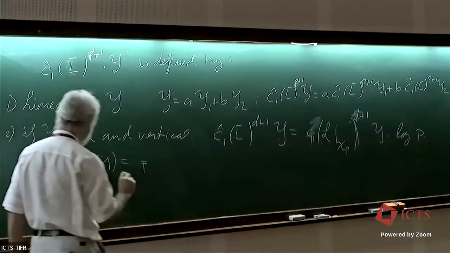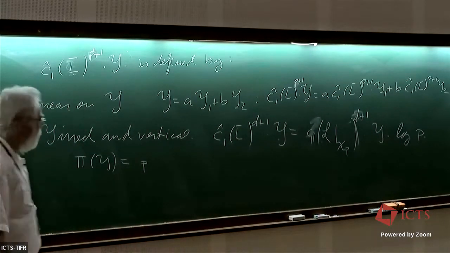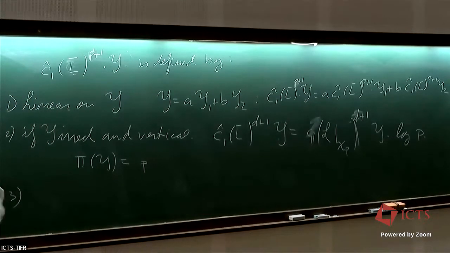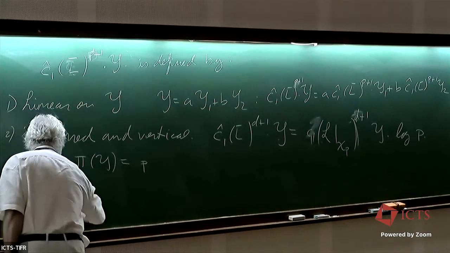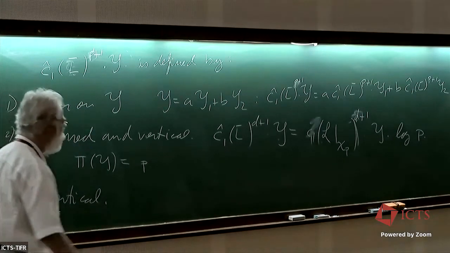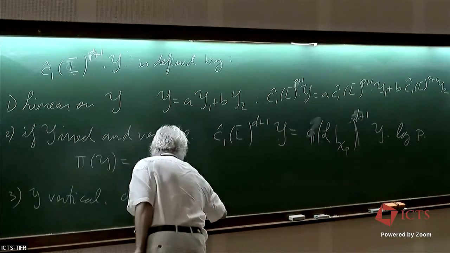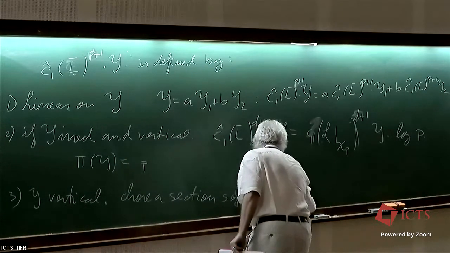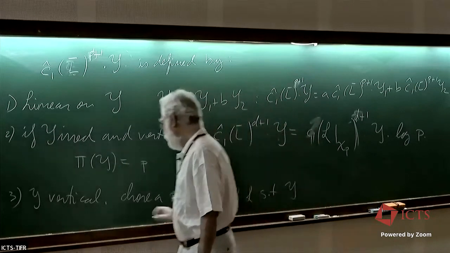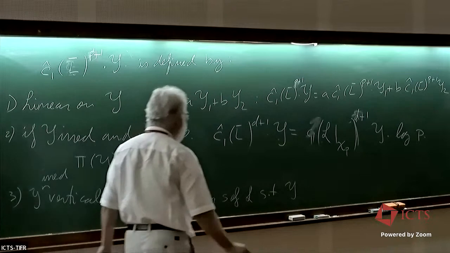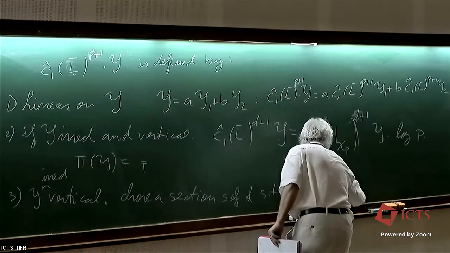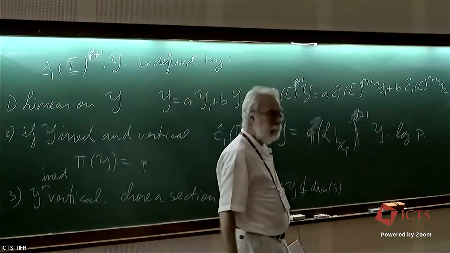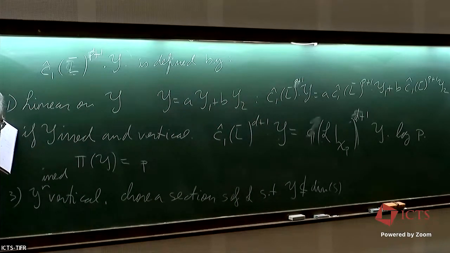And now the third condition is the one that will give me an inductive method to compute the height. If Y is vertical, then we choose a section S of L such that Y is not contained in the divisor of S. You see that if I have a divisor and a reducible subvariety, it is not contained in the divisor. So here it was vertical, and here is horizontal.